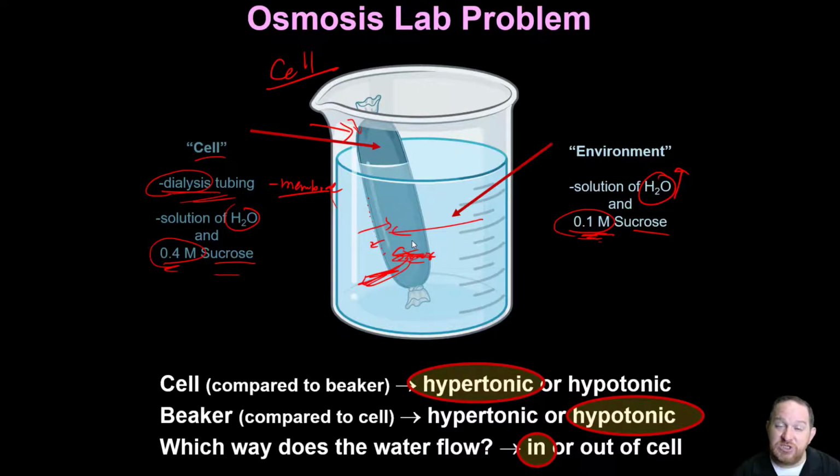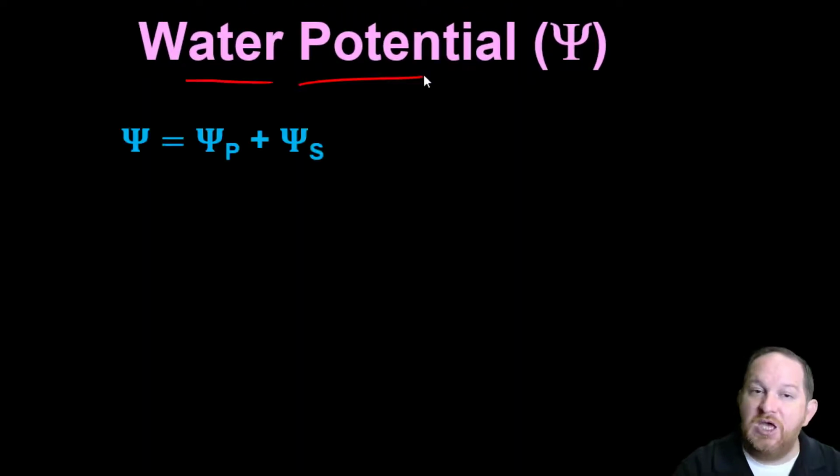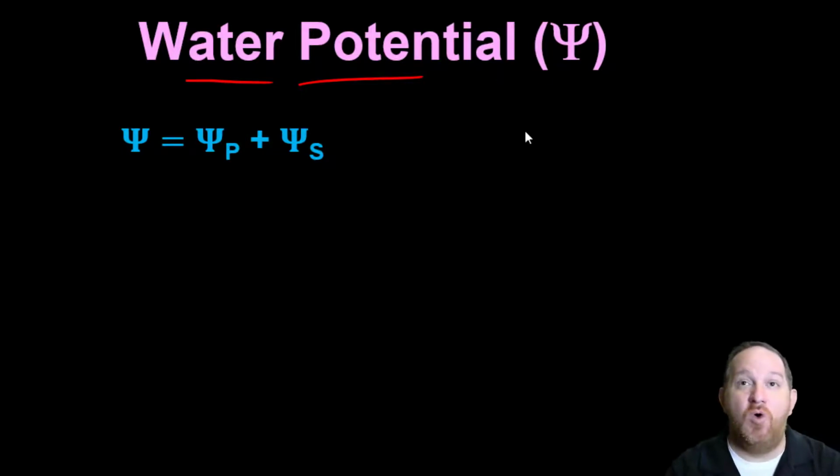So let's do another problem where we're actually going to calculate this potential of water to move. So in other words, if I keep saying things like, oh, water's going to move in, it's got the potential to move into the cell. We can actually calculate that and we call it water potential. So basically, water potential is just the potential for the water to move. What pressure is it going to move in? How much water is going to move into or out of the cell?